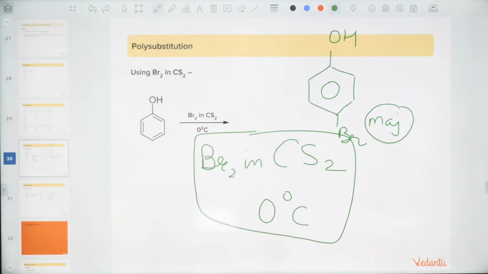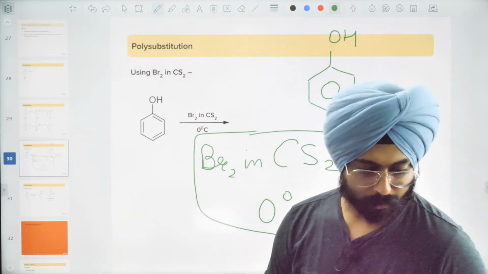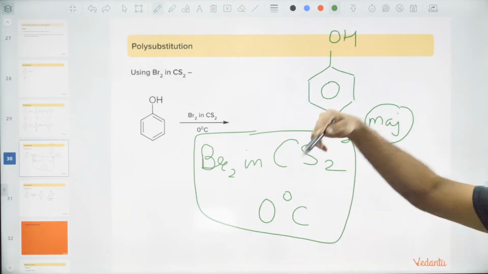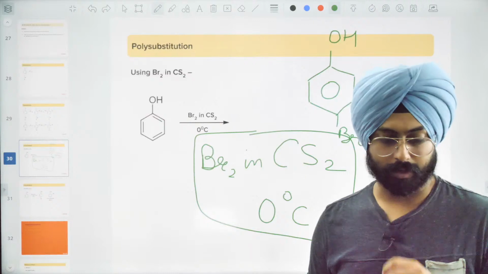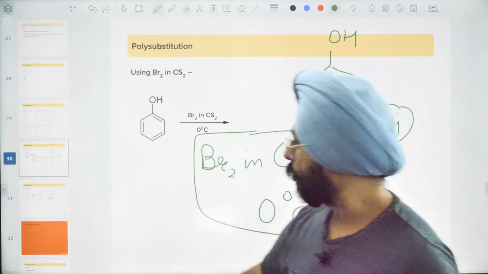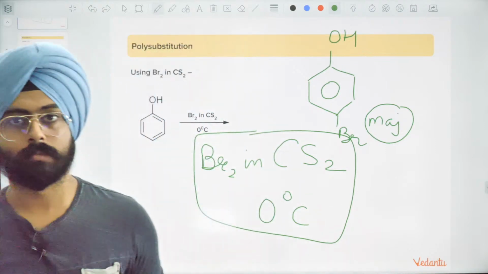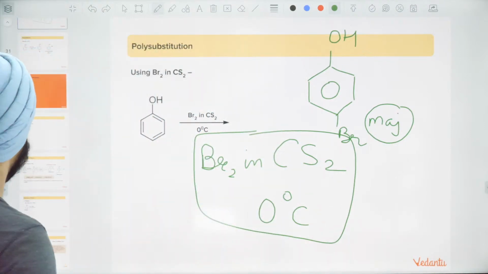Yes. So Ranjan is saying at 273 we will get bromine at the para and ortho positions. Yes, that's why I said that this is the major product. The ortho one will be the minor product. Okay, so that was about the substitution of bromine onto phenol.